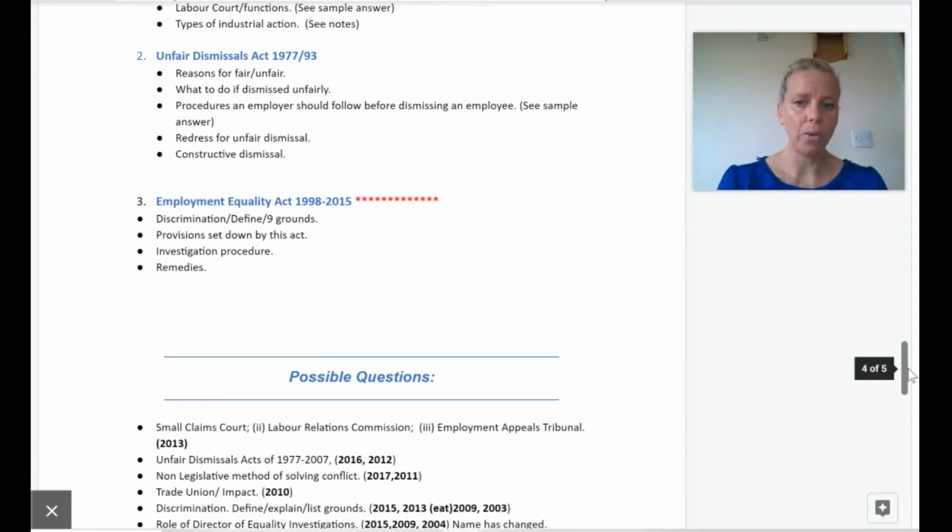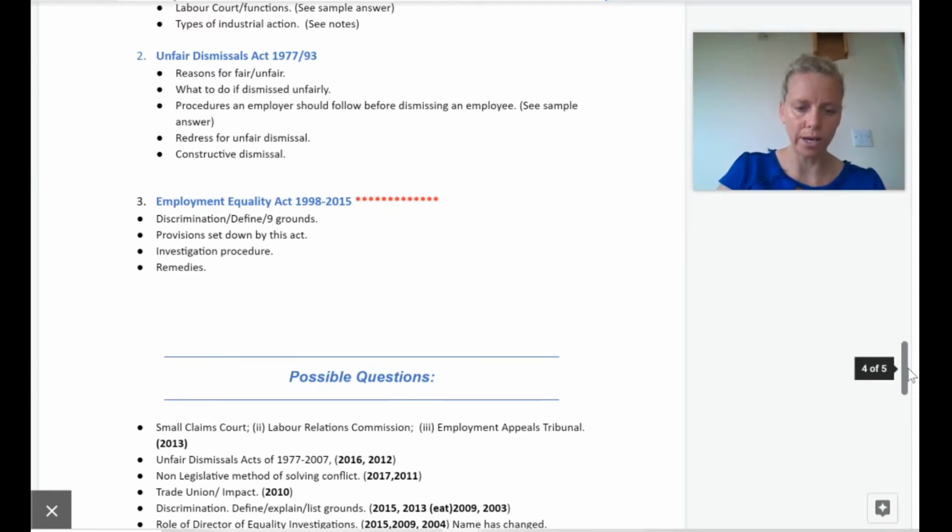What are the provisions set down by the Act? It talks about employing employees, advertising, employment, pay and promotion. So make sure you know all of those provisions set down by that Act. And again, we look at the investigation procedure. We take it to our adjudication officer in the WRC, and have a look down through all of that. And again, what are our remedies? So they're the 3 acts that we need to look at. They're the topics that you need to know. So as I said, go down through each one of them, be able to tick them off.